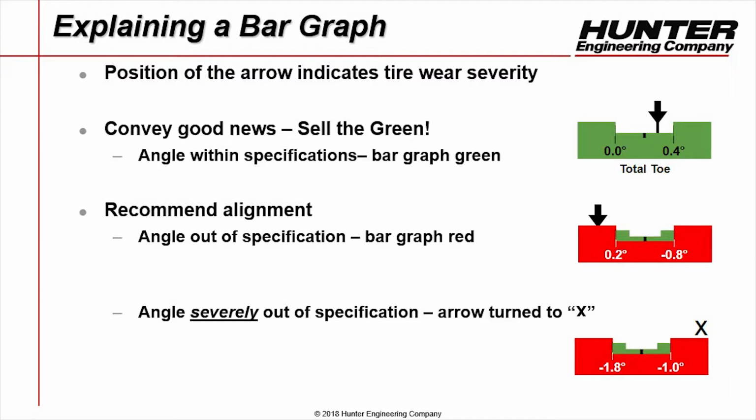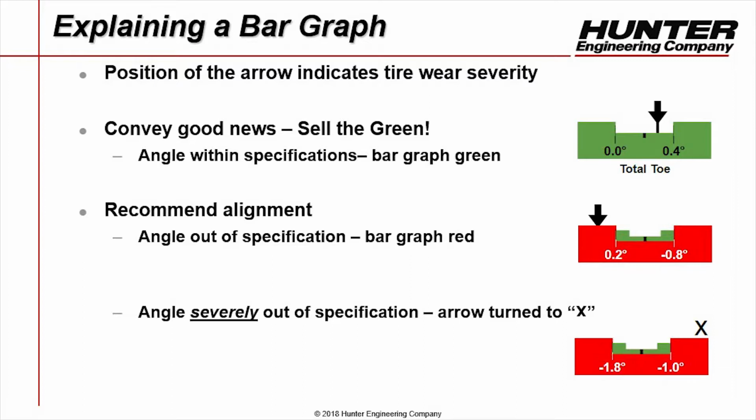Now, if there is an alignment angle out of specification, you will see a red bar graph. And in this case, you want to recommend an alignment to make sure we take care of problems now and don't let them become more expensive problems down the road. You can see on this first red bar graph that the arrow is outside the valley in that bar graph. And this means that the angle is out of OEM specifications.